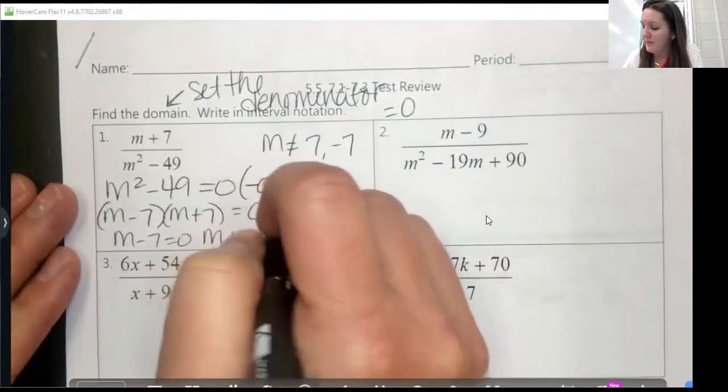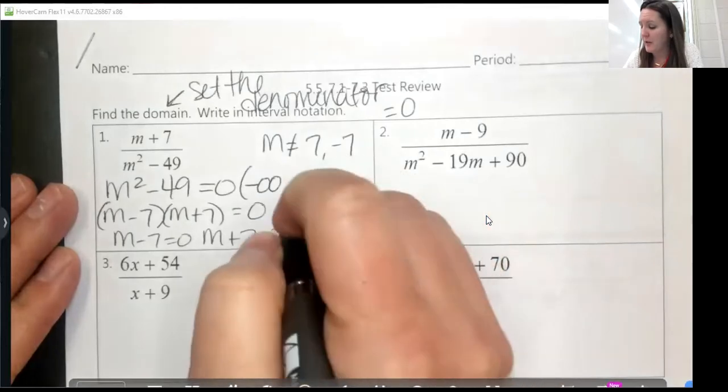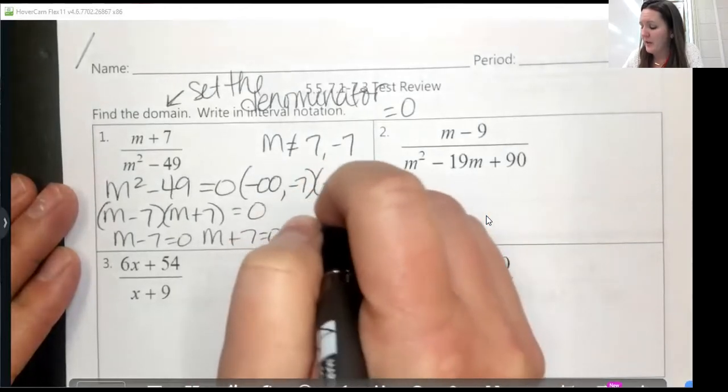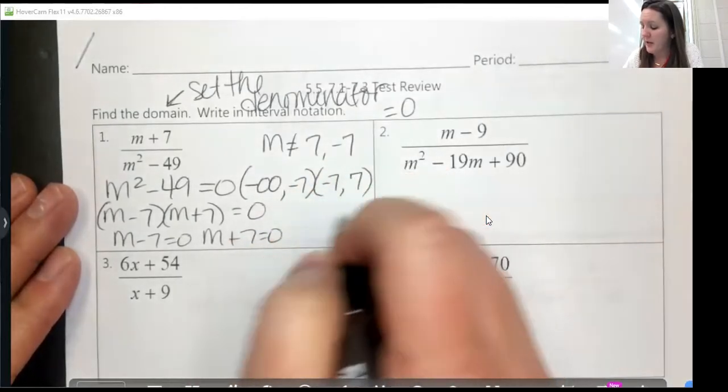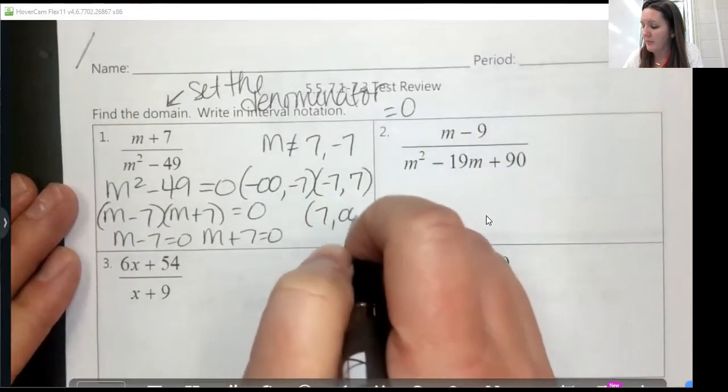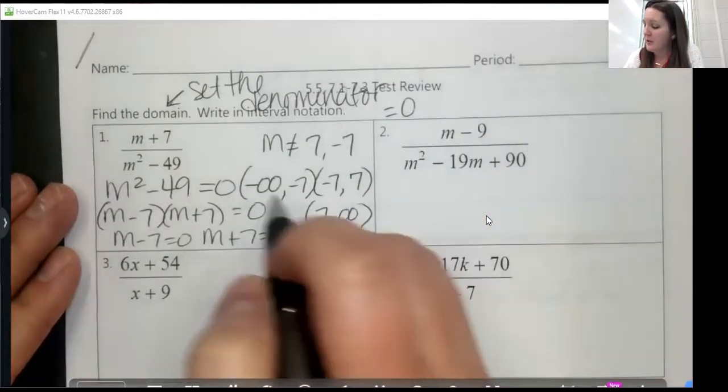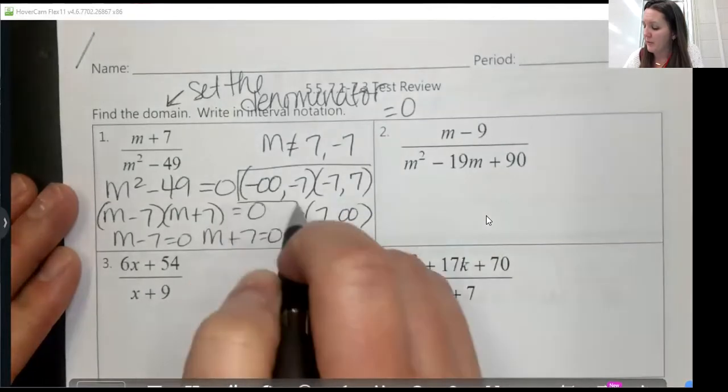And here's how I want you to write your domain for the test. Negative infinity. Next biggest number is negative 7 to positive 7, and then 7 to positive infinity. Okay, so this is what I want you to write down for your domain.